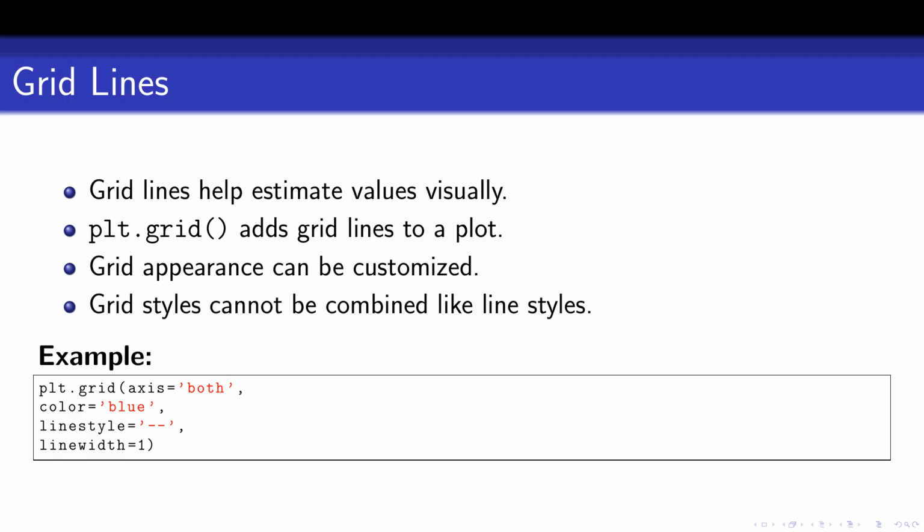Grid styles are not combined like line styles, so each attribute is specified separately. Grid lines are particularly helpful when plotting continuous data, or when you want to assist the viewer in estimating precise values. While they may not be necessary in every visualization, including them thoughtfully can make a plot more informative without overwhelming the viewer with unnecessary clutter.